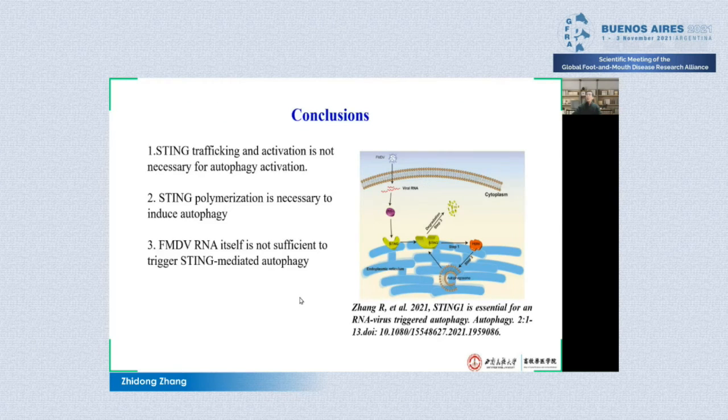In conclusion, STING trafficking activation is not necessary for autophagy activation, and STING polymerization is required to induce autophagy. FMD virus RNA itself is not sufficient to trigger STING-mediated autophagy.